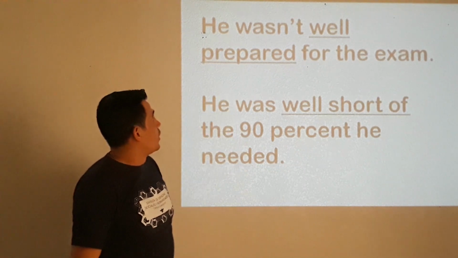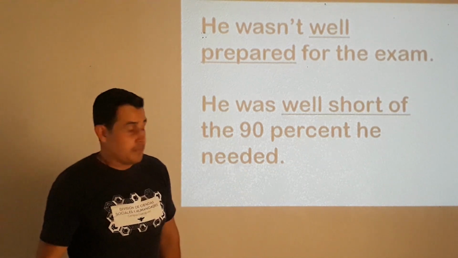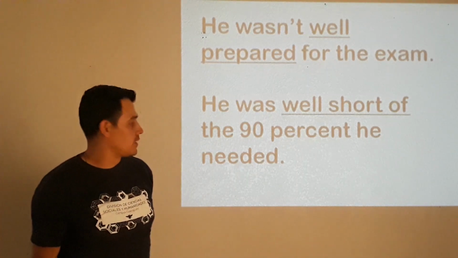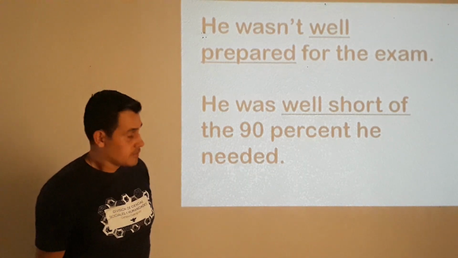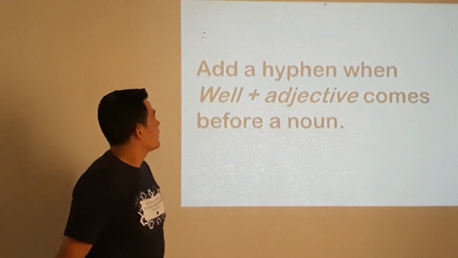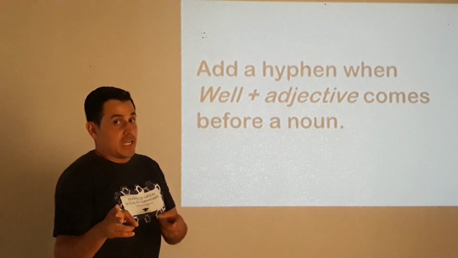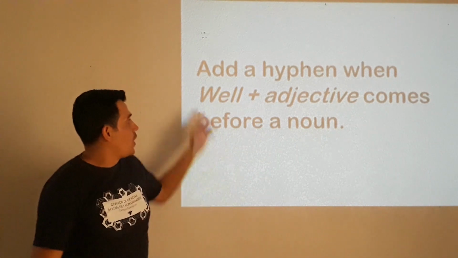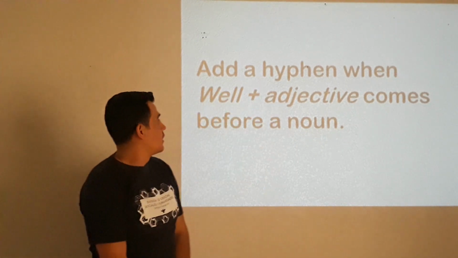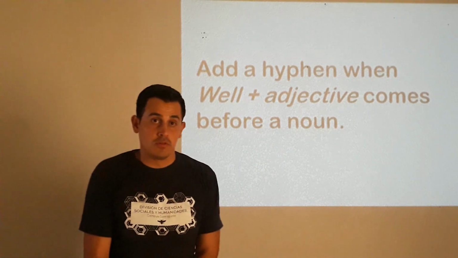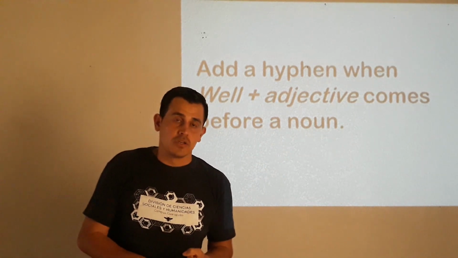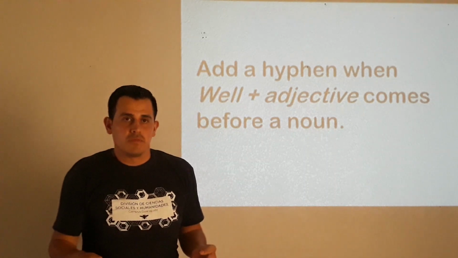More examples. He wasn't well prepared for the exam. He was well short of the 90% he needed. Check this one out. Add a hyphen when well plus adjective comes before a noun. So what's a noun? Any thought, thing, person that you can think of. That is a noun.